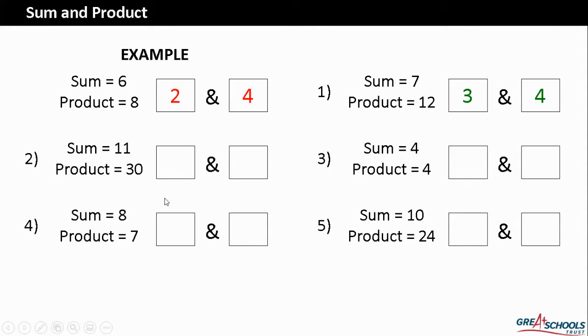Okay, welcome back. And you should hopefully have worked through these. You'd have got 5 and 6 for that one, 2 and 2 for that one, 7 and 1 for that one, and 6 and 4 for that one. The order of these doesn't matter at all. It doesn't matter which way round they are.